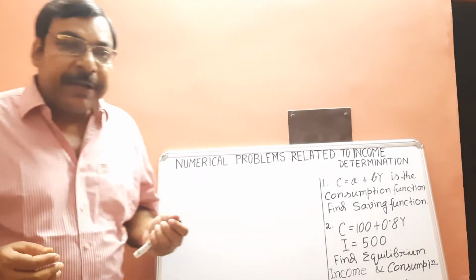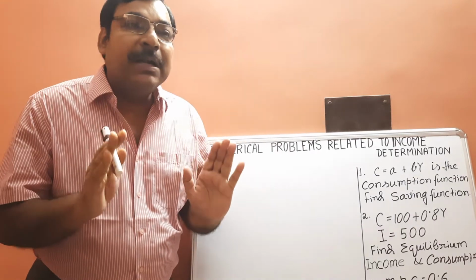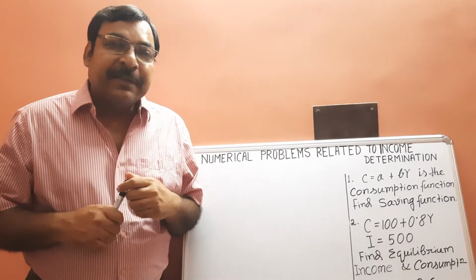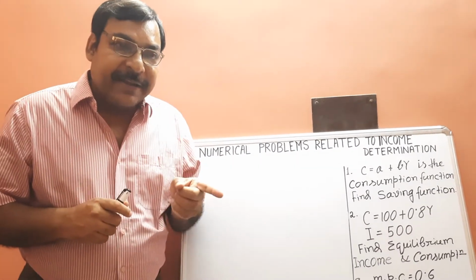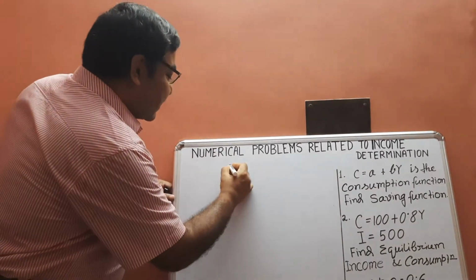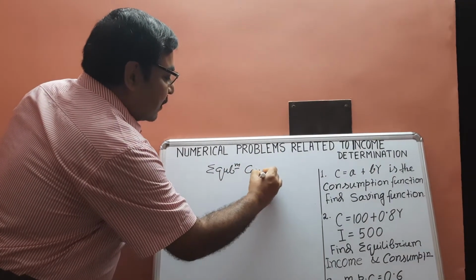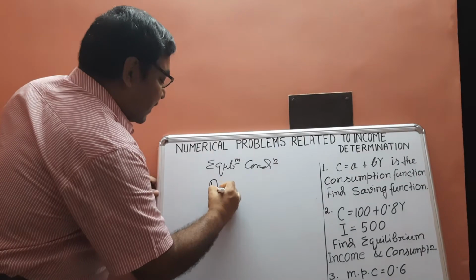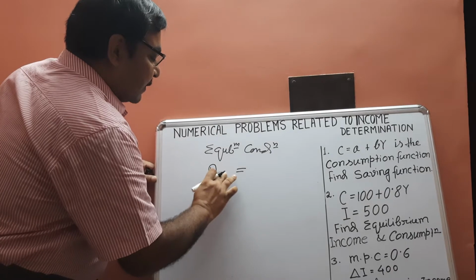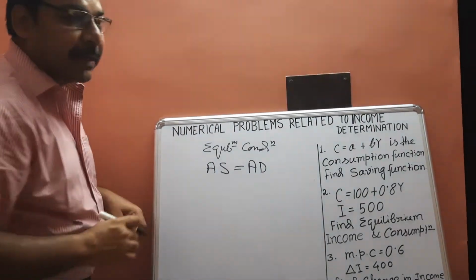So whenever you have to find out equilibrium income and equilibrium consumption, first you have to recall what the equilibrium condition is. Equilibrium condition is aggregate demand must be equal to aggregate supply. So write the equilibrium condition first. Equilibrium condition is aggregate demand must be equal to aggregate supply.